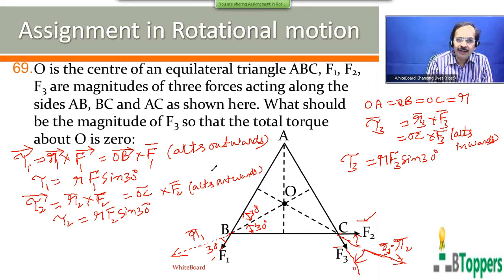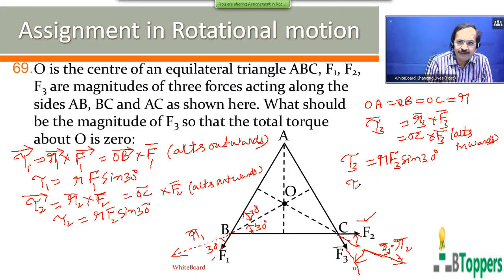The moment of the third force F3 bar acts inwards. That means the third force F3 bar produces a torque which tends to produce a turning effect in the clockwise sense. So the resultant torque must be 0 for equilibrium. The total torque about the point O will be 0.